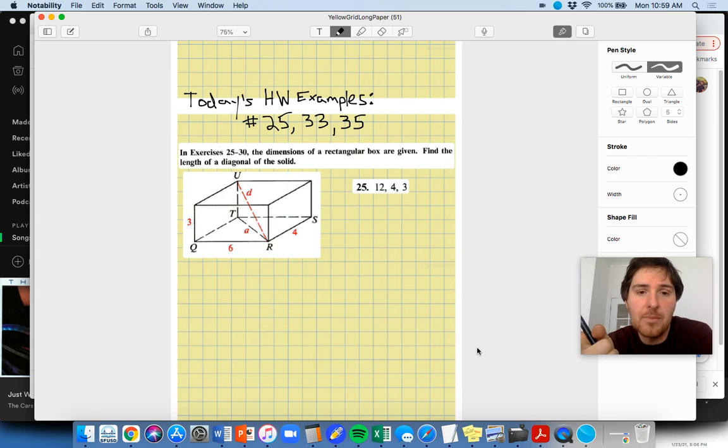In 25 through 30, the dimensions of a rectangular box are given. So that might be called a rectangular prism, right? In middle school, maybe you're studying three-dimensional solids, and it's just like a box, right? A box that's rectangular. So all these angles on here are going to be right angles. If it's rectangular, that's a right angle here, this is a right angle on this side here, and right angle here.